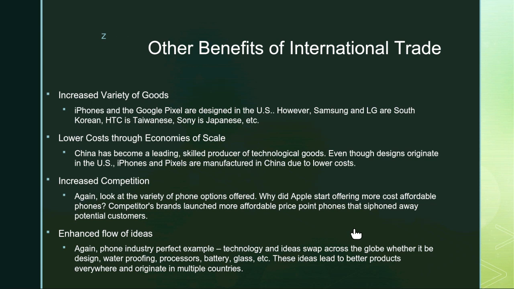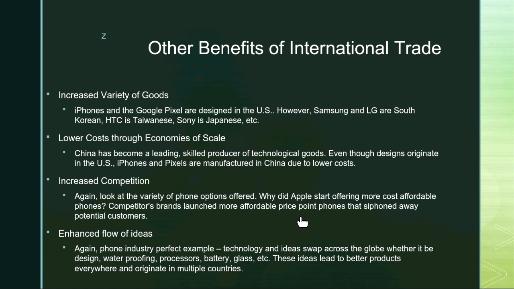Well, competitors' brands launched more affordable price point phones that siphoned away potential customers. There was a period where you couldn't buy an Apple phone for cheaper than like $800, $850, $900, and it was climbing up even more. Well, not everyone can pay $900 for a phone. Apple's competitors knew that and had phones priced at $400, $500, $300, $200. And so Apple had to reshift back down and release more cost effective phones in order to combat their competitors.